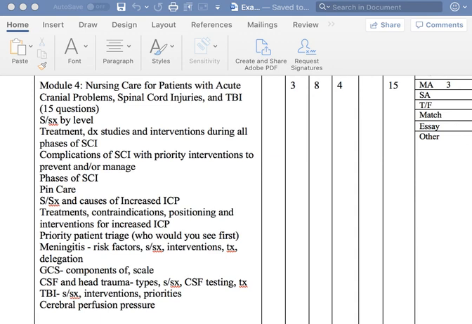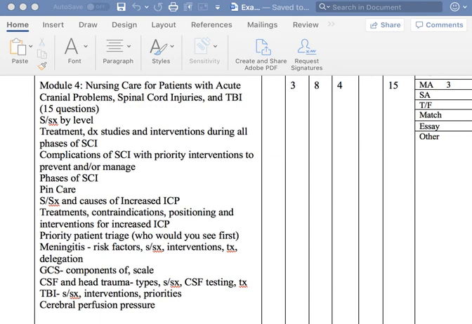Sorry, I'm trying to catch up on your comments here. Another one that's important is page 1318. Make sure you're looking at figure 56-5 and understanding decorticate and decerebrate posturing. What is it? What does it mean? When would you be concerned? Take a look. Those are the two that you really need to make sure you know.